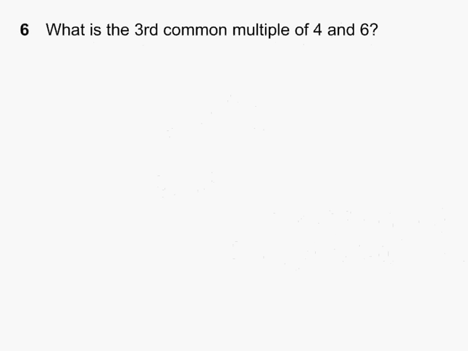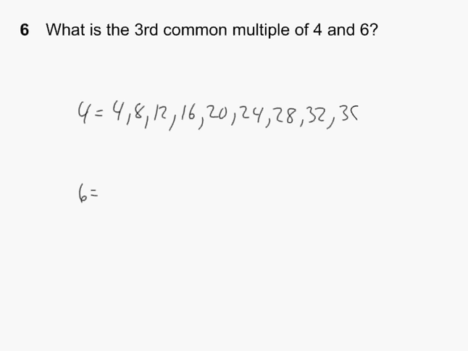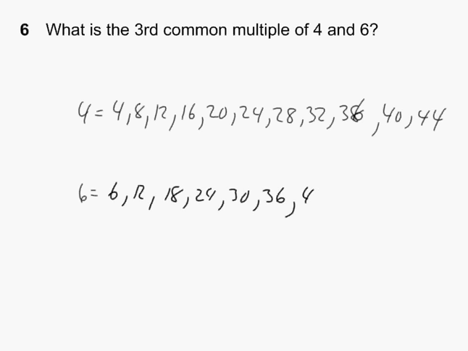Question 6 says, what's the third common multiple of 4 and 6? So for this one, we're going to have to write all of our multiples. So 4, 8, 12, 16, 20, 24, 28, 32, 36, 40 and 44. I'm going to stop there. Now for 6: 6, 12, 18, 24, 30, 36, 42, and I'll stop there.